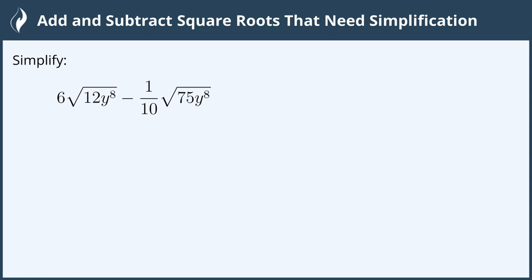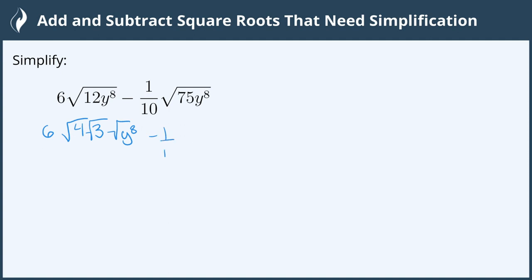The first thing we need to look for is inside the radical to see if there are any perfect squares. 12 is not a perfect square, but it does have a perfect square factor. We can break it into 4 times 3, and 4 is a perfect square. 3 is not, but y to the 8th is also a perfect square. And we'll keep our 6 out front.